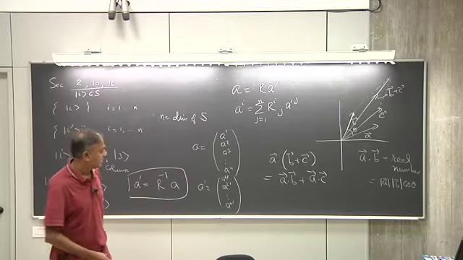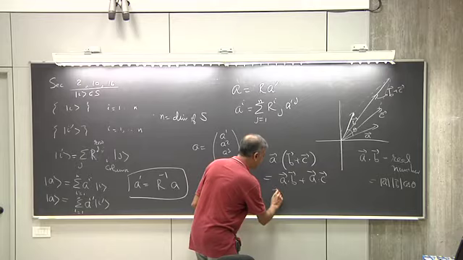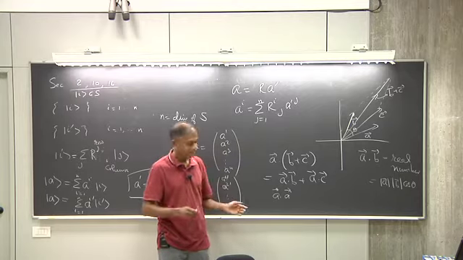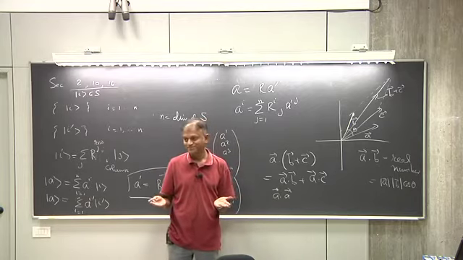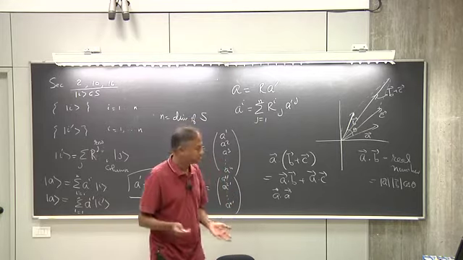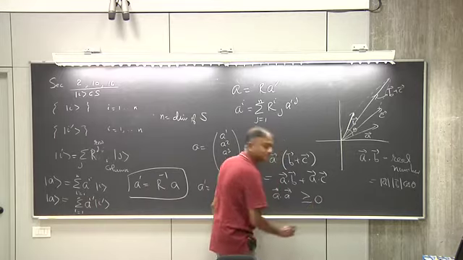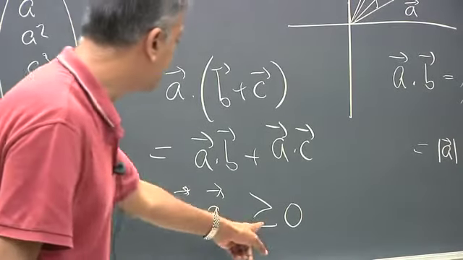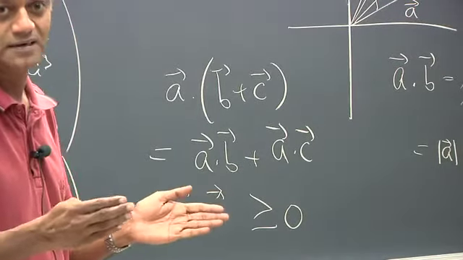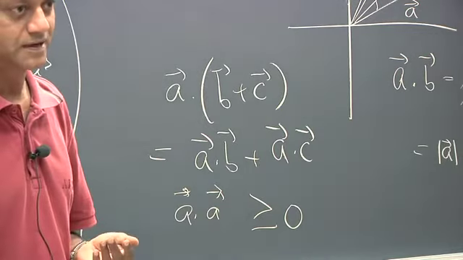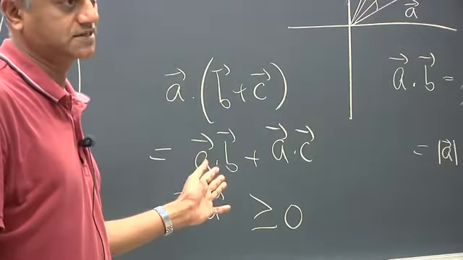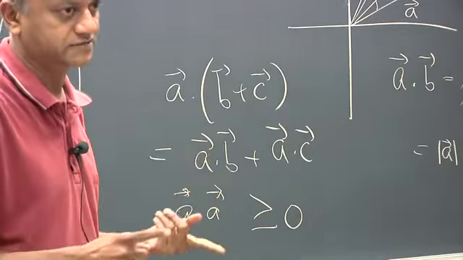Another condition you see is that if I take A dot A, both the vectors are the same vector, then we know this is just the length square of the vector, and the length square of the vector is going to be positive. So this is going to be greater than or equal to 0. It will be 0 only if the vector itself is the 0 vector. If the vector is not the 0 vector, then it will be positive. So these are some of the important properties that the dot product or scalar product satisfies.